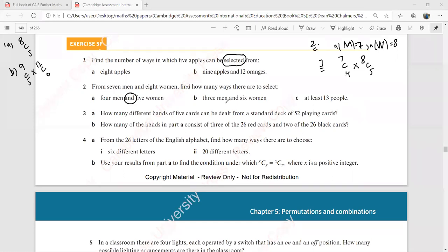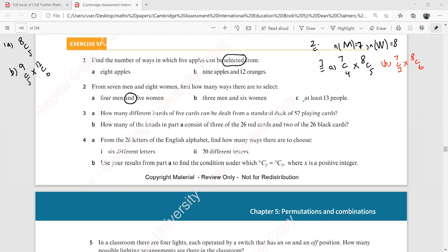Then it says 3 men and 6 women. 3 men and 6 women. So that should be 7C3 times 8C6.